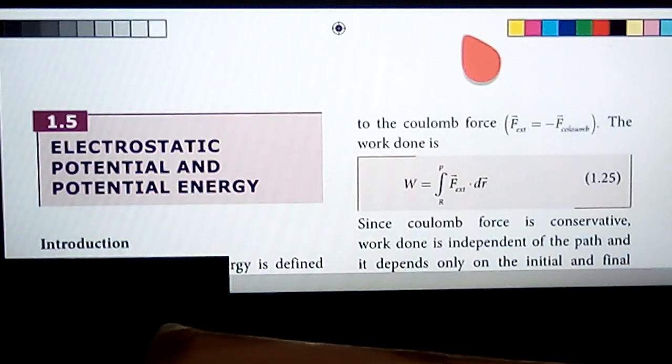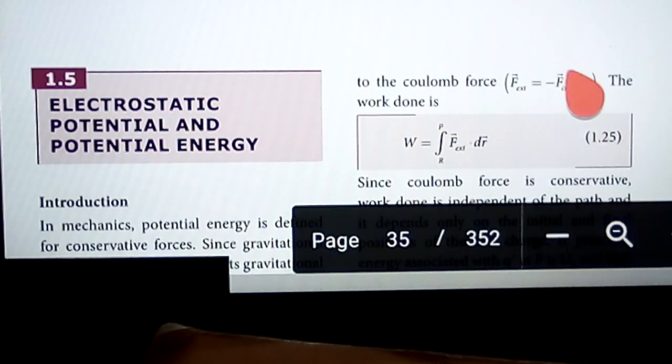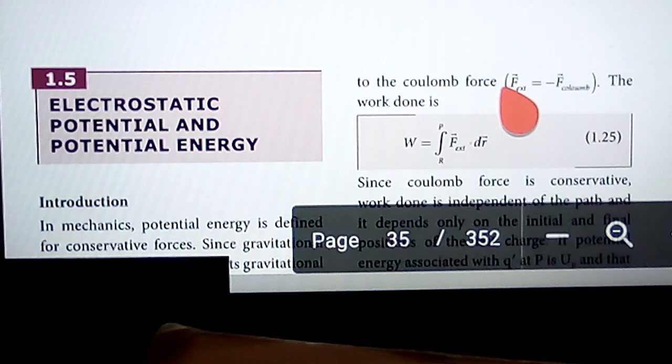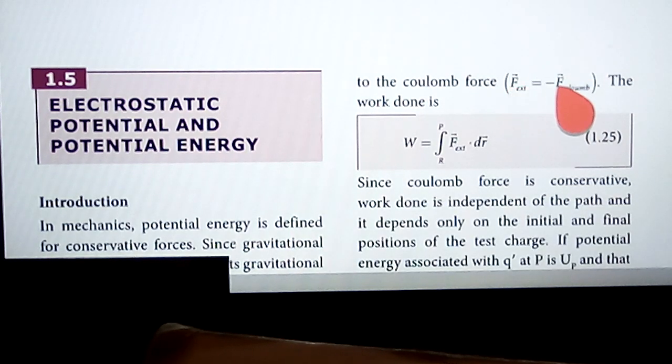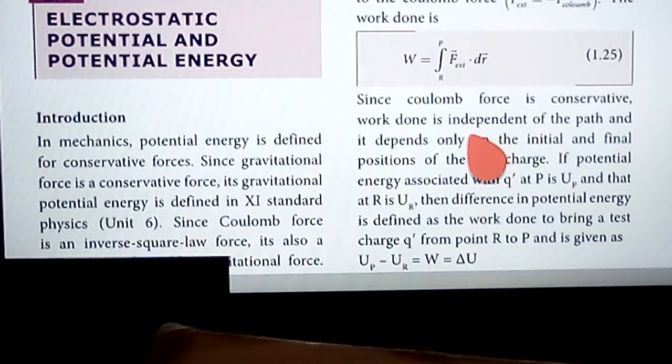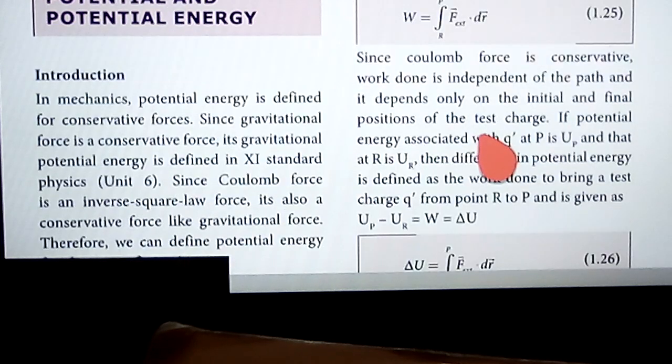So here the Coulomb force, if you take it as F Coulomb, and the external force as F external, they should be equal and opposite. Therefore, the work done is given by W equal to integral R to P F external dot dr. That you can take as equation 1.25. Then the Coulomb force is conservative, and therefore the work done is independent of the path, and it depends only on the initial and final positions of the test charge.